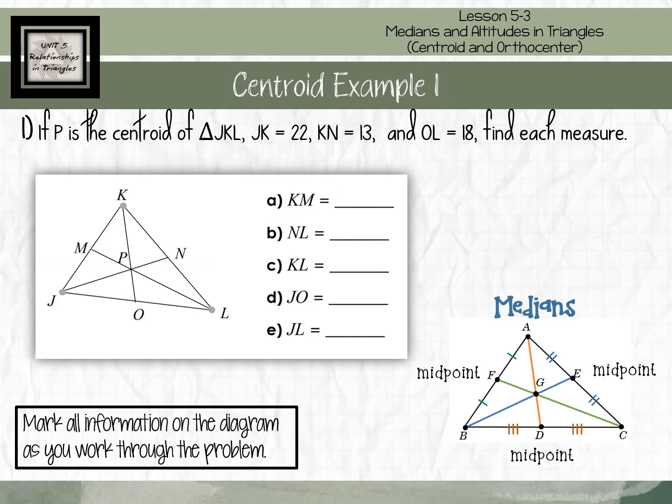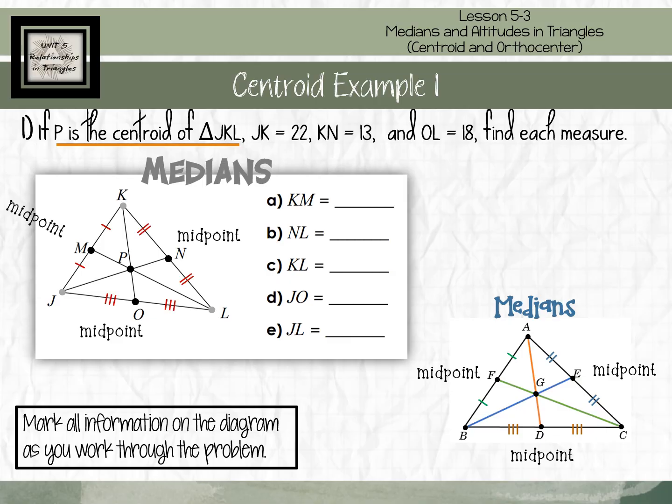Centroid example 1. If P is a centroid of triangle JKL, there's point P, and it's made from medians, so we know all of that information, just like in the diagram down to the right. First piece of information they give us is the length of segment JK is 22. So that entire side is 22, but if M's the midpoint, then we can divide it in half, and each of those pieces is 11.